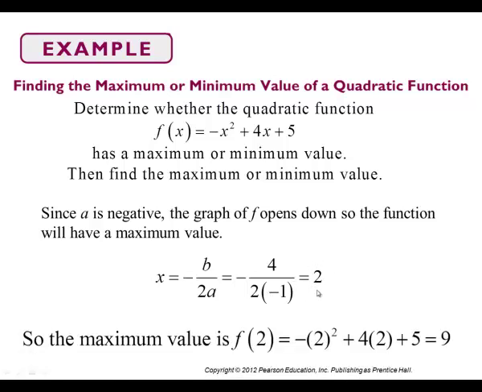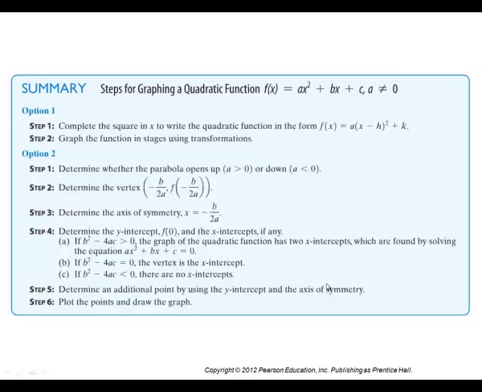But that's our axis of symmetry, right? That's only the x coordinate for our vertex. So we've got to plug that 2 into our equation to find the y coordinate. So our vertex is going to be at 2, 9. Okay, and so there's a summary of some of our steps.